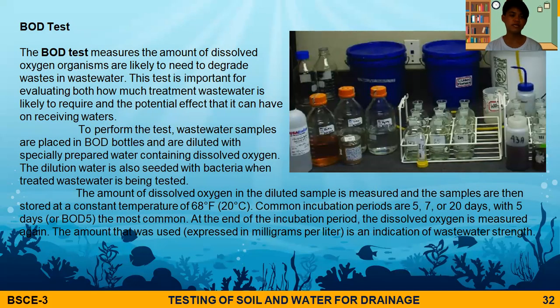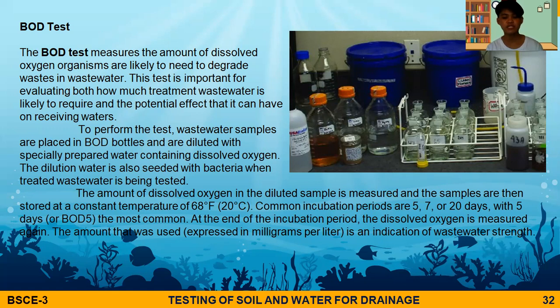Next is the BOD test. The BOD test measures the amount of dissolved oxygen organisms are likely to need in a discharge of wastewater. The test is important for evaluating both how much treatment wastewater is likely to require and the potential effect it can have on receiving water. To perform the test, wastewater samples are placed in BOD bottles and are diluted with specially prepared water containing dissolved oxygen. The dilution water is also seeded with bacteria when treated wastewater is being tested.